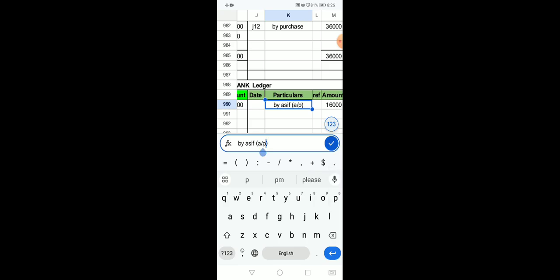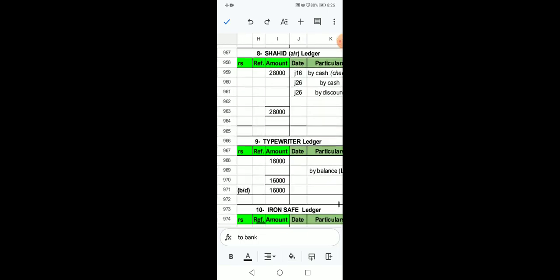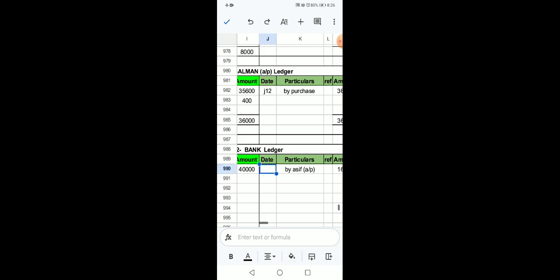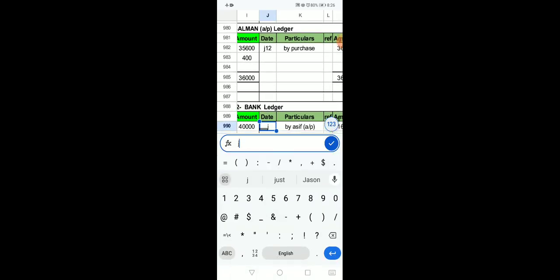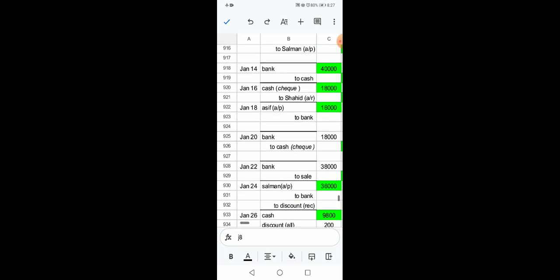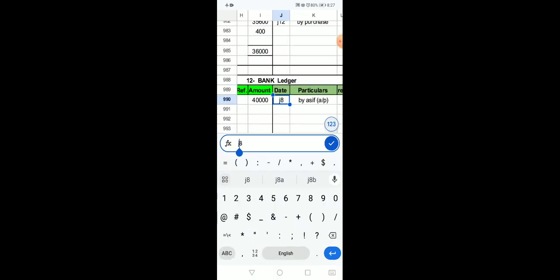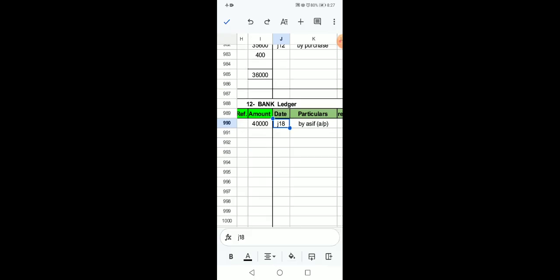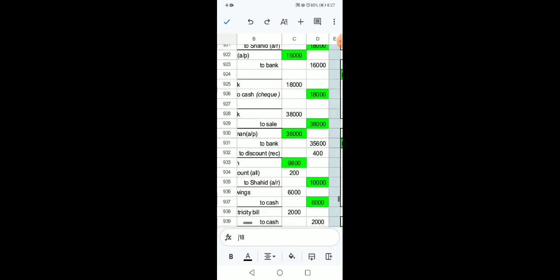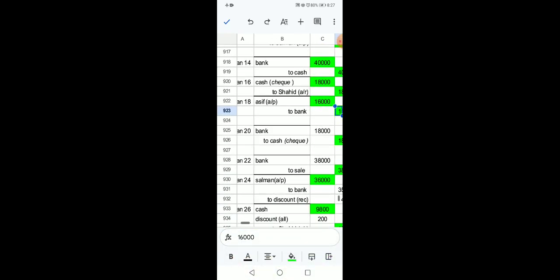All right, account payable. Now let's see what was the date for this 16,000. This was the entry we have posted. January 18 is the date. So we are putting January 18 over here. We have completed the posting for 16,000. It means we can mark it as it has been done. Now we will see if bank is present anywhere else.